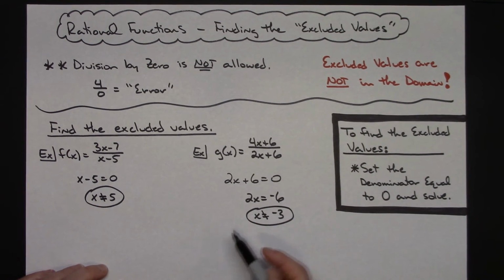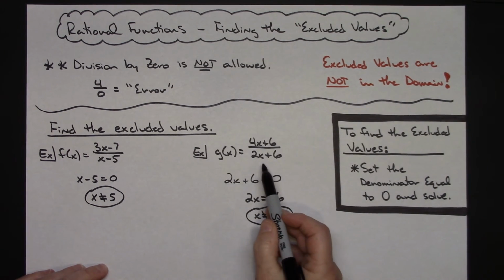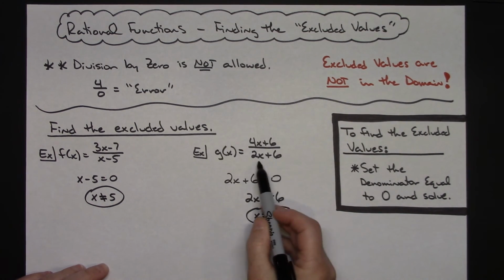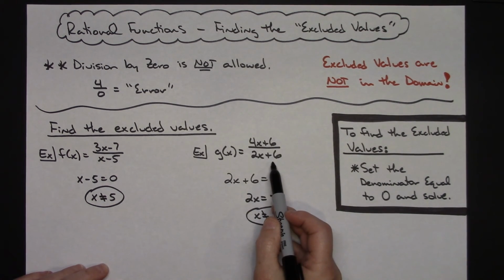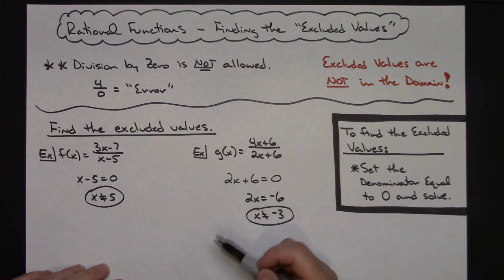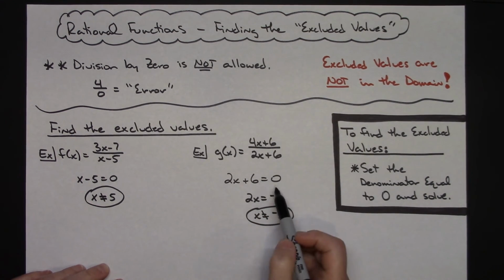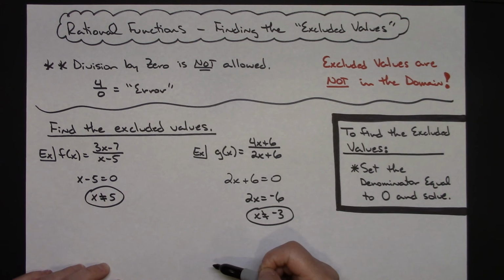We could do several more examples. They can have trinomials in the bottom, or just about anything, any type of polynomial there in the bottom of that rational function, and you can be asked to find excluded values: take it, set it equal to 0, and work on solving it. So just a nice short little summary of how you go about finding your excluded values of a rational function.